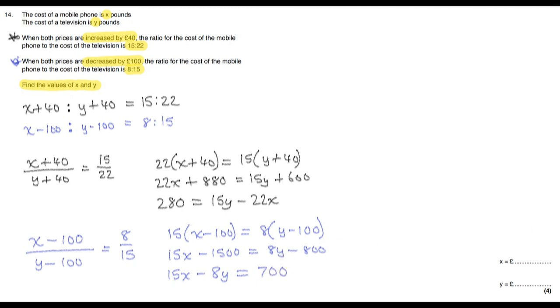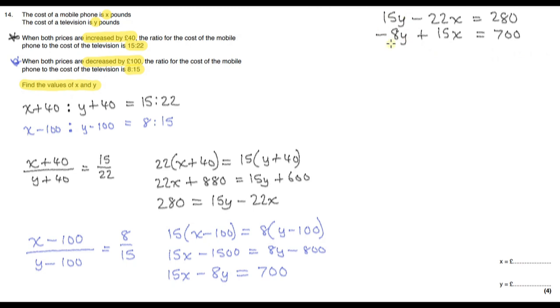Okay, so we've got our two equations now. So I'm going to write them both up here. We've got 15y minus 22x, and that is equal to 280. And then over here, if I switch them round, let's put the y's together. So we've got negative 8y plus 15x, and that is equal to 700. So now we've got a pair of simultaneous equations.